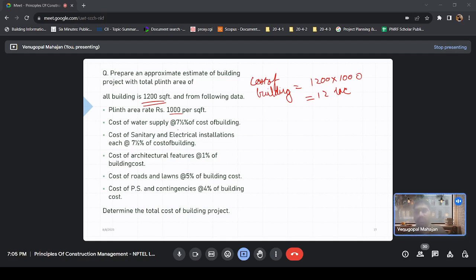I think you can just sum it up, right? For services, how much have we got? 7.5, 7.5, 15, 16, 21, and 25, right? 25% of the cost of building, so this becomes 4 lakh, 3 lakh, sorry. So total cost? 12 plus 3, 15. Okay.